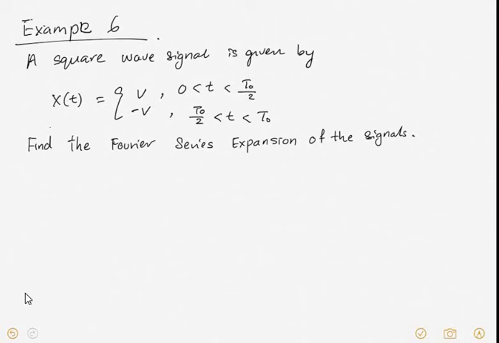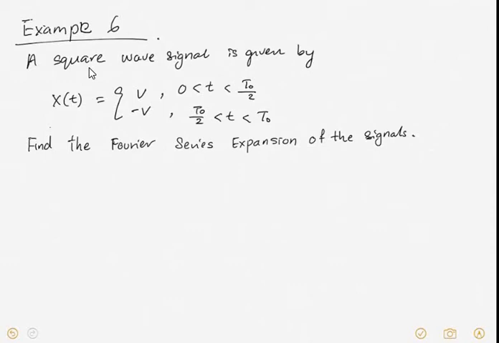Hello, good morning everyone. Today let's continue to study the exponential Fourier series, example 6. A square wave signal is given by this one, and then find the Fourier series expansion of the signal. Okay, this is the exponential Fourier series.